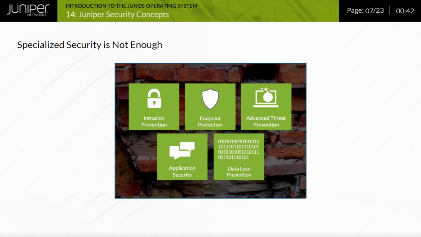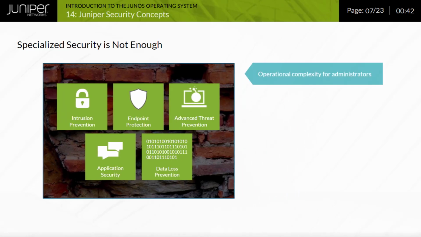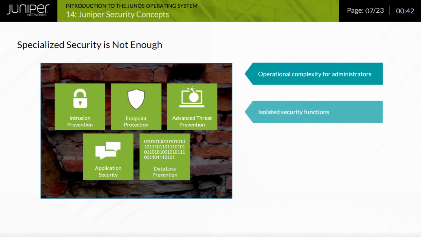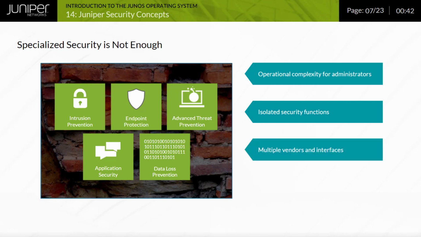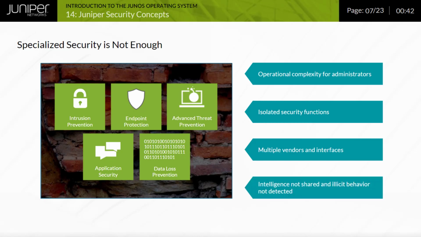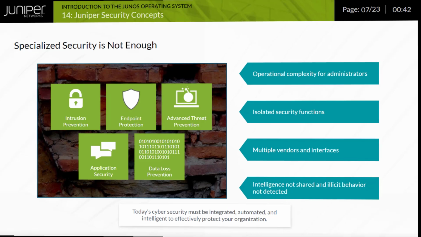On top of the growing threat climate, customer networks have become a blend of standalone, or best-of-breed, security products. This layered stack of specialized products might meet customer security goals, but can lead to a variety of issues, including operational complexity for administrators, isolated functions leading to gaps in defense, multiple vendors and interfaces leading to console fatigue, and separate, uncorrelated threat intelligence or telemetry leading to illicit behavior not being detected. The bottom line is that many vendors just don't work in harmony, failing to operate as a unified front against cybercriminals.